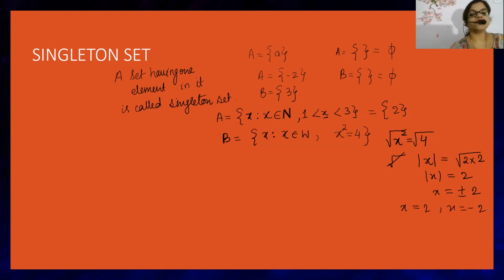Now among these, which number will you keep inside? You will say, auntie, only 2 I will keep inside. You know why? Because only 2 belongs to the whole numbers, and minus 2 does not belong to the whole numbers. Since minus 2 does not belong to whole numbers, minus 2 is not the answer. So only 2 belongs to whole numbers, and 2 is the only answer. I hope my children understood singleton set today.